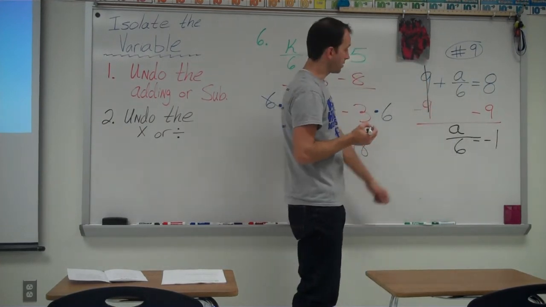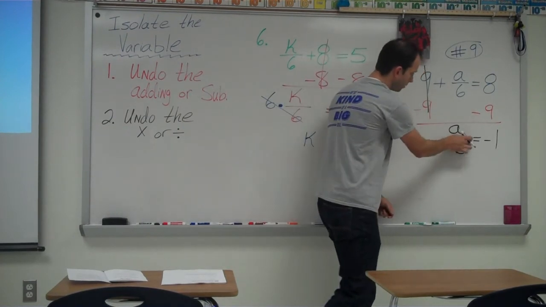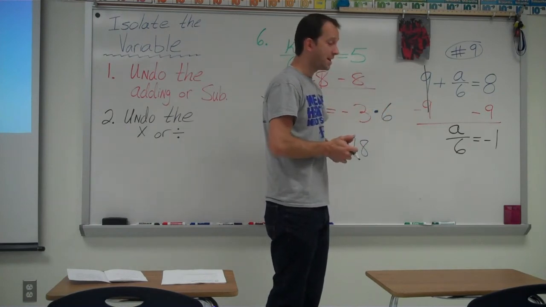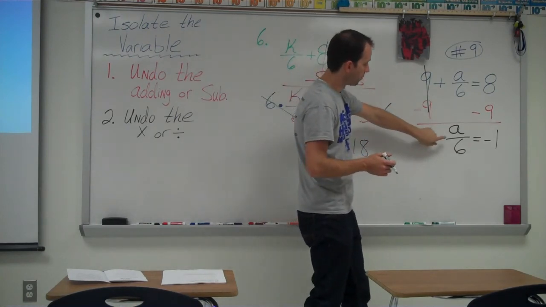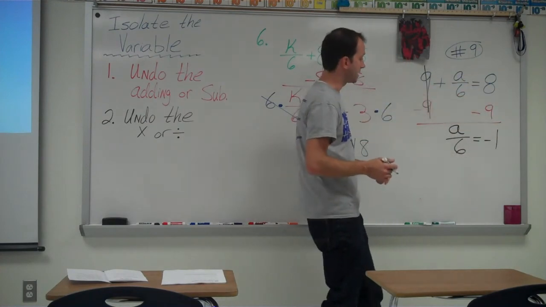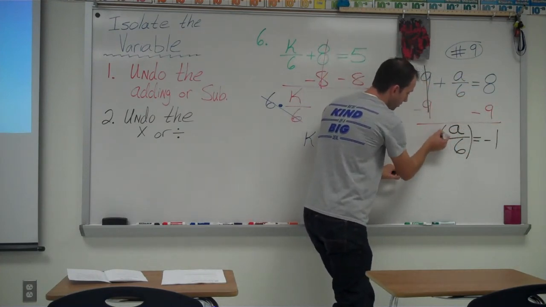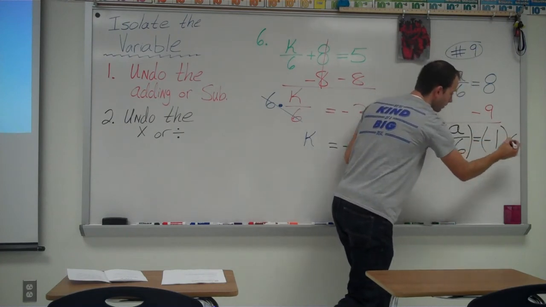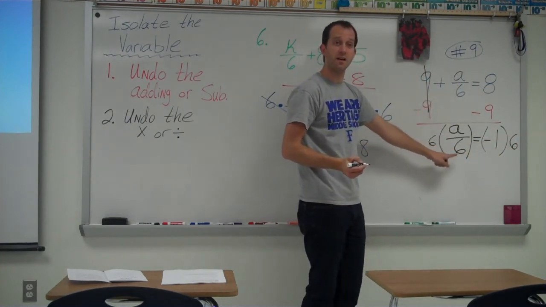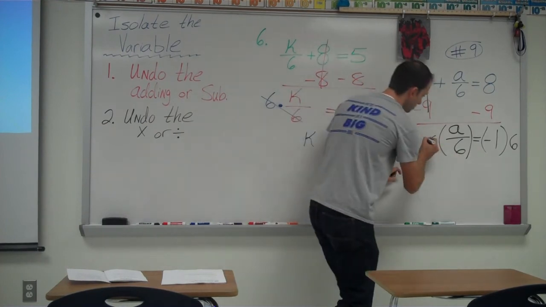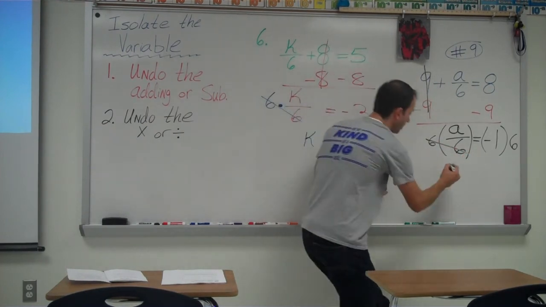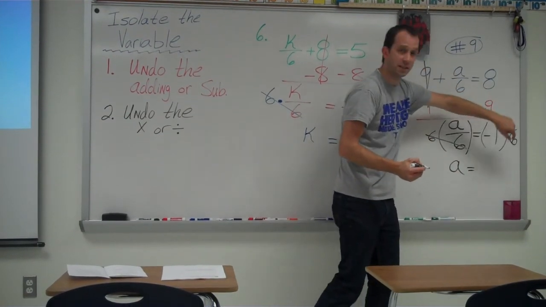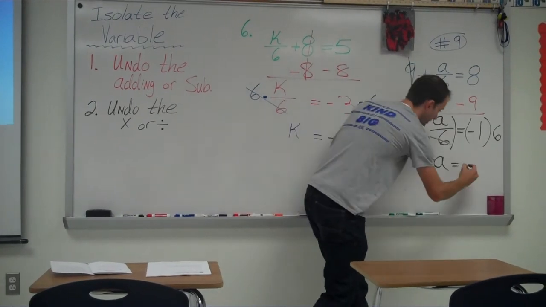Okay, great. A is almost by itself. A over 6, well again, that represents division. The opposite of division is multiplication. So let's show multiplying both sides by 6. This time we're going to use the parentheses to denote multiplication. So a divided by 6 times 6 cancels out. All we have left is a. And negative 1 times 6 is negative 6.